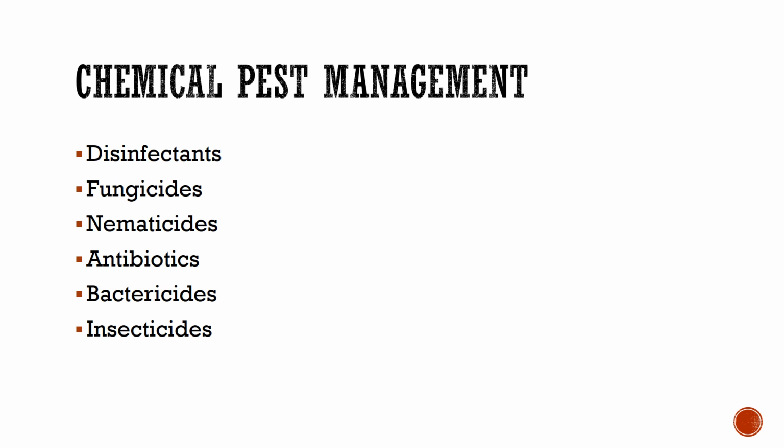So, chemical pest management, we have many different types. We have antibiotics, we have nemicides, we have insecticides, we have fungicides, like we talked about. So there are a lot of different ways for a producer to pick how they want to treat that pest.